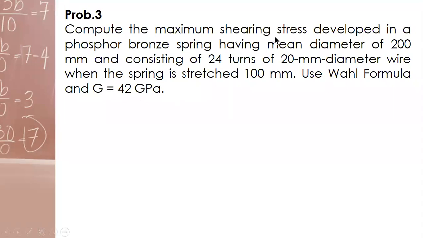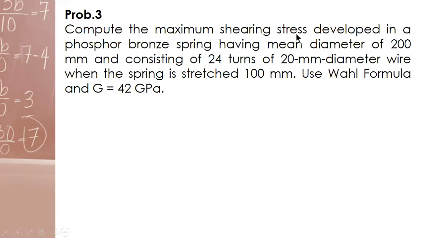Sige. Compute the maximum shearing stress developed in a phosphor-bronze spring having a mean diameter of 200 millimeters and consisting of 24 turns of 20 millimeter diameter wire, when the spring is stretched 100 millimeters. Use Wahl formula and G equals 42 gigapascal. Ayaw ka interchange ha. Mean diameter ni, diameter sa spring. Dako oh. Walang diameter sa wire, 20 lang.